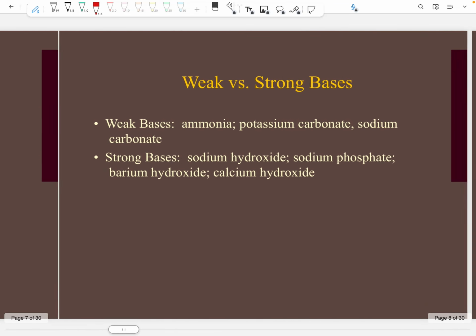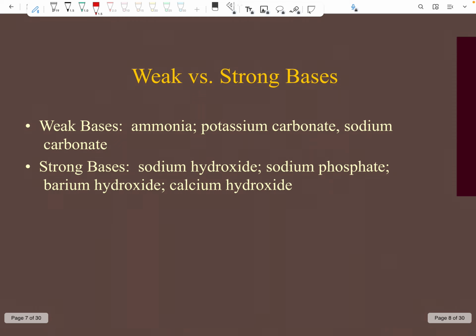Weak versus strong bases. Here we go. Some weak bases are ammonia, potassium carbonate, sodium carbonate. Some strong bases: sodium hydroxide, sodium phosphate, barium hydroxide, and calcium hydroxide.